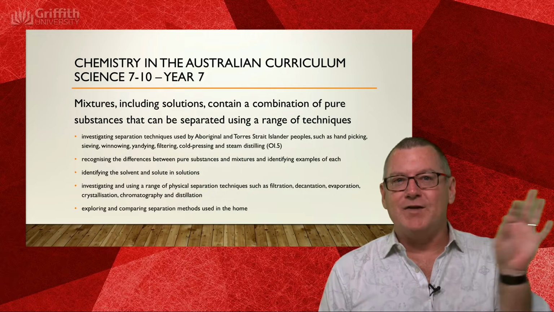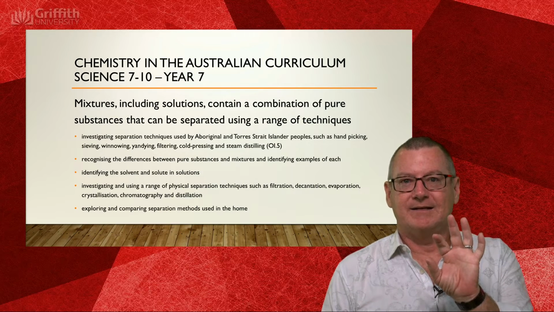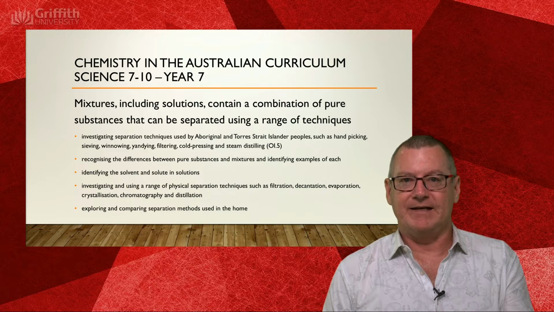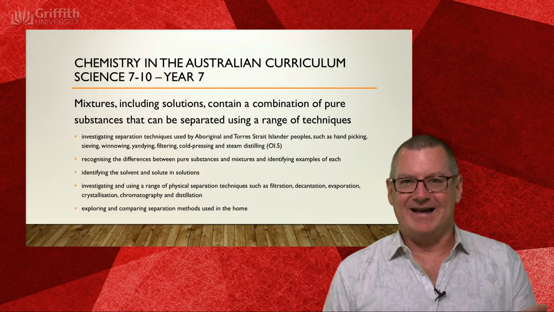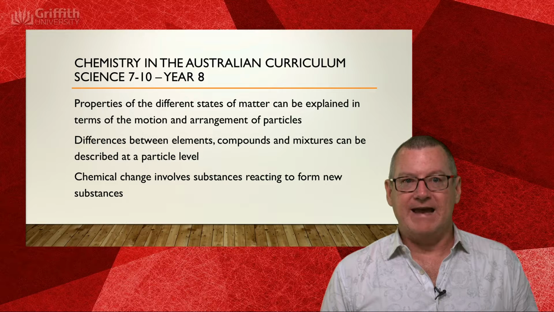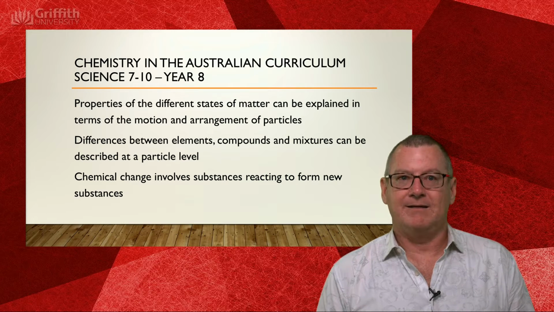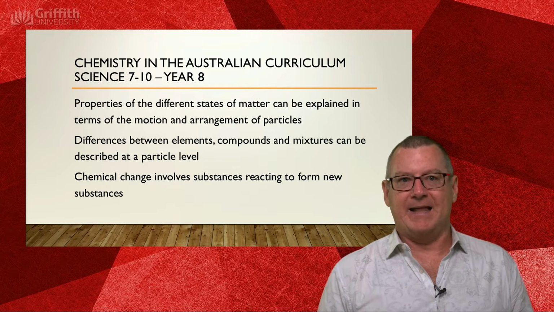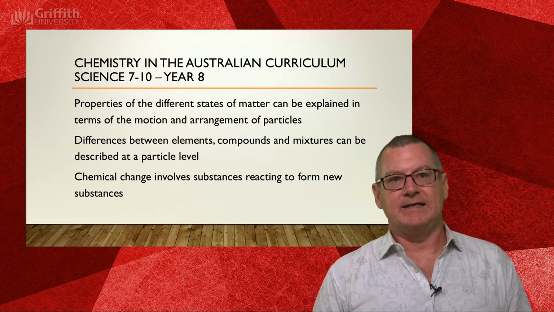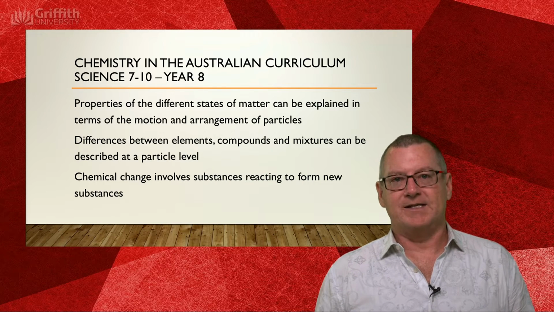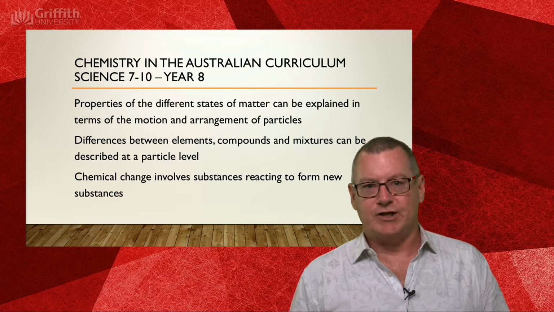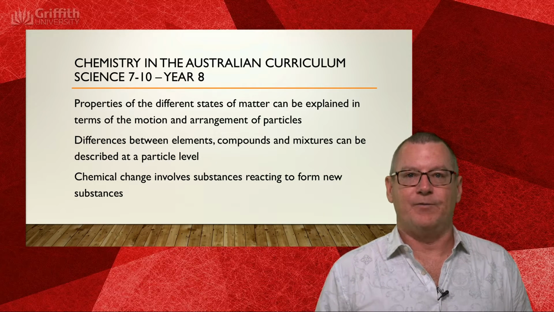So you can see that even though there's the one sentence, this is the topic to be taught this year in chemistry for year 7, there's a lot underlying that. There's a lot of information to be had there. So this is the year 8 one. The properties of states of matter can be explained in terms of motion of particles, differences between elements, compounds, and mixtures are at particle level, and chemical change involves reactions. Substances reacting to form new substances.